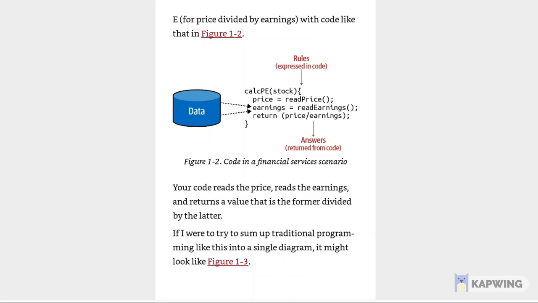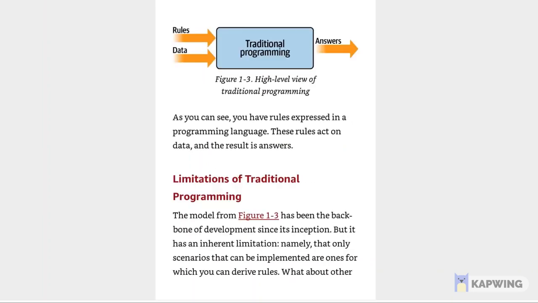If I were to sum up traditional programming into a single diagram, it might look like this: you provide the rules, you provide the data, and you get the answers. As you can see, you have the rules expressed in programming languages. These rules act on data, and you receive the results as answers.